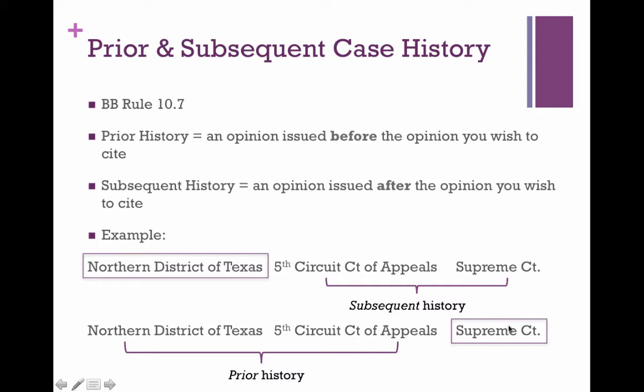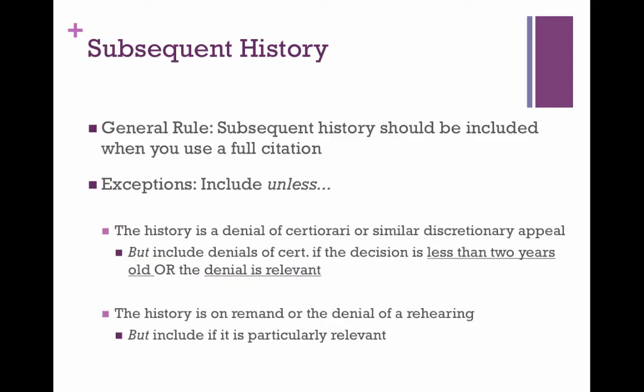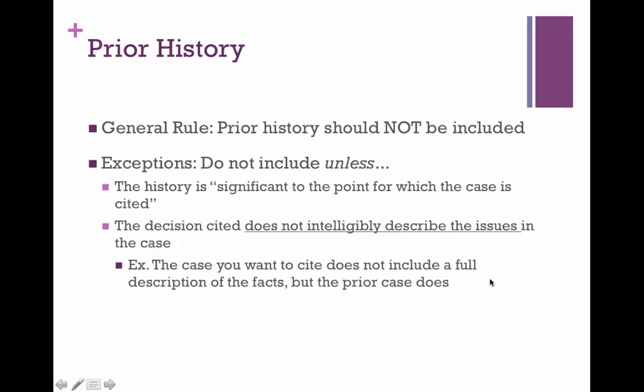However, if you're citing to a Supreme Court case, you probably, as a general rule, don't need to cite to the prior history because the Supreme Court is the highest court, so that's what we care about. We don't care about what the other courts said. So this kind of just says the same thing, and it would tell you the exceptions, etc. On the prior history, really, if it's significant, or if the prior history included case facts and the higher court didn't include case facts, that might be a time when you want to do it.